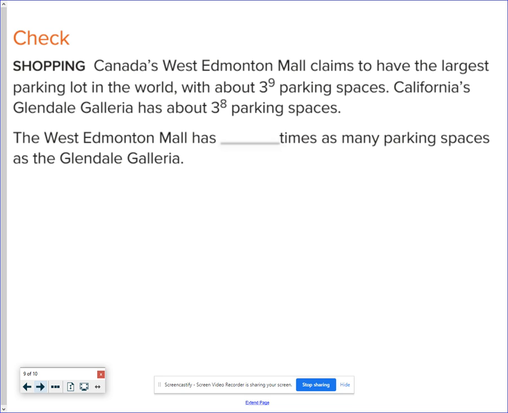All right, so similar kind of problem. Now this is for your check. Canada's West Edmonton Mall claims to have the largest parking lot in the world. There's 3 to the 9th parking spaces. That's a huge number. You can use a calculator if you want to, but it's really, really big. California has another parking lot that has 3 to the 8th parking spaces. I want to know how many times as many that West Edmonton Mall has. 3 to the 9th over 3 to the 8th. 3 to the 1st, or just 3 times as many parking spaces.